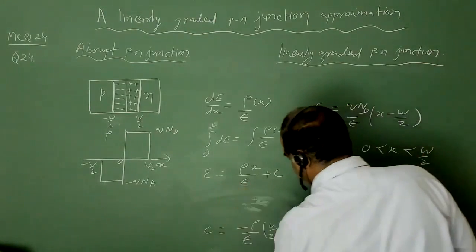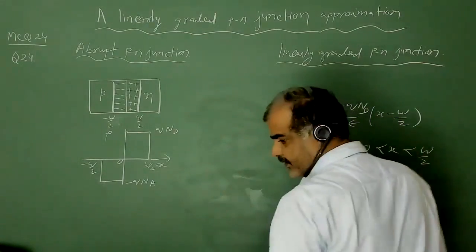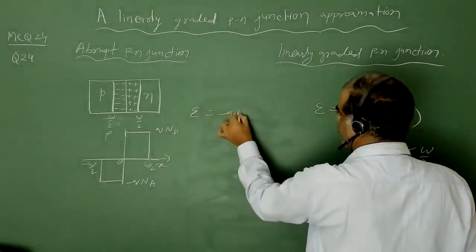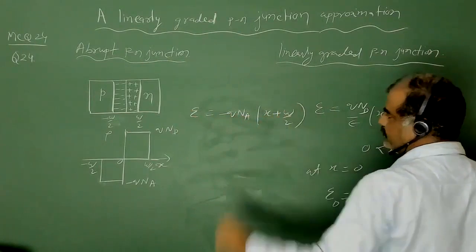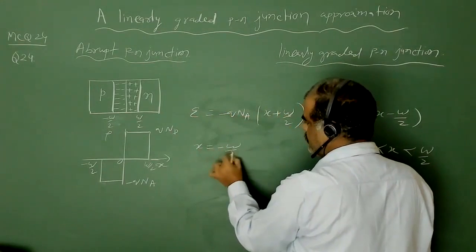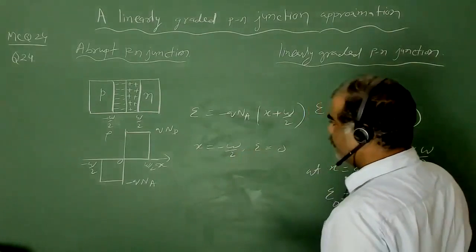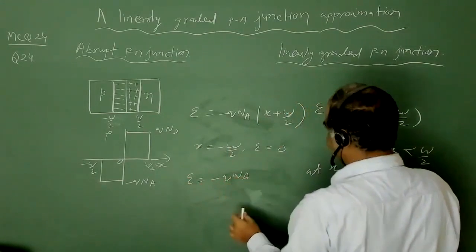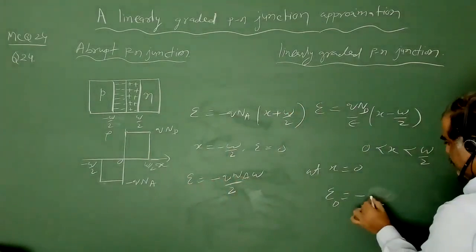Similarly, if I calculate this for the P region side, this will give me electric field value as minus q N_A times (x plus W by 2). If I put x equal to minus W by 2, this will give me E equal to 0. Similarly, if I put x equal to 0, it will give me q N_A W by 2. Yes, here also I can put q N_D.